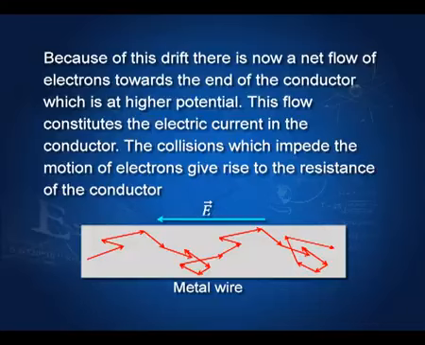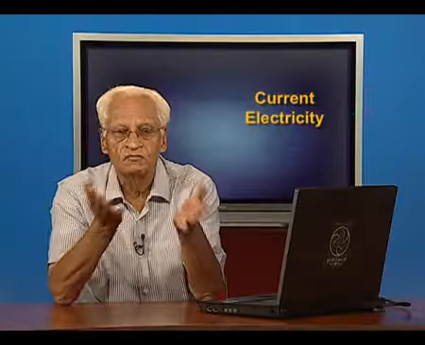Because of this drift, there is now a net flow of electrons towards the end of the conductor which is at a higher potential. This is at a higher potential, so the electrons are moving towards this. You can see the motion is still random. This flow constitutes the electric current. Electric current is, as you know, flow of charges.